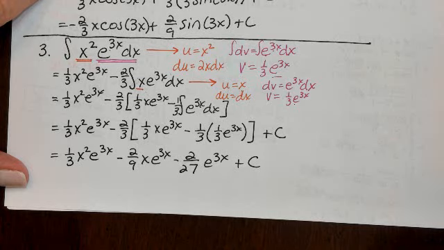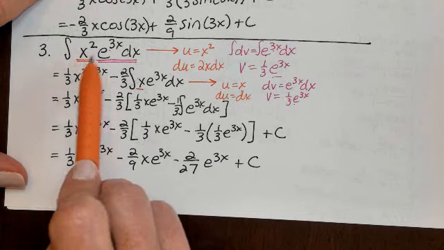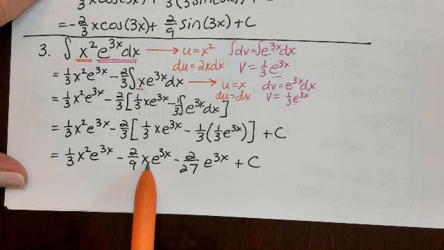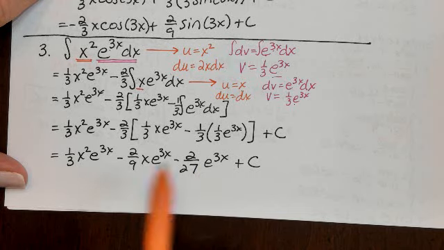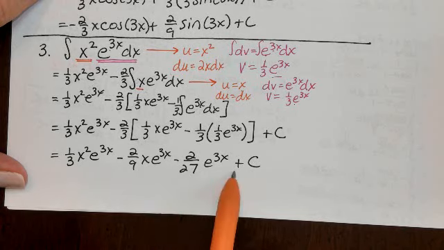Let's take a little look and see what kind of pattern we were dealing with here. We started with an x squared e to the 3x. Look at what was in our answer: x squared e to the 3x, x e to the 3x, e to the 3x. Do you see how the x's diminished each time? That's a nice pattern to see.